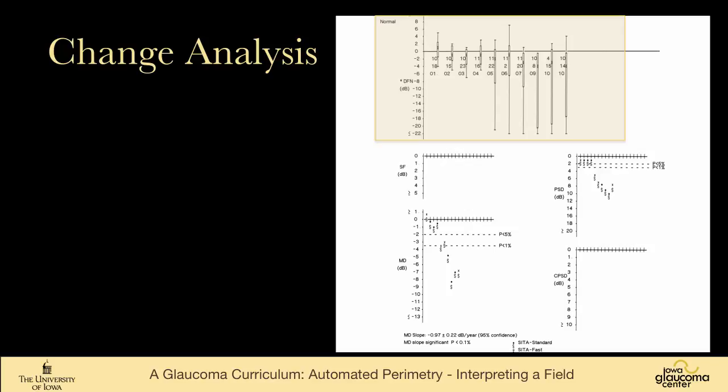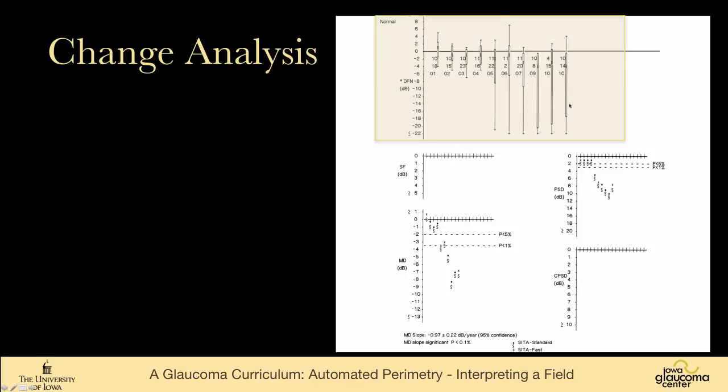You can also look at change analysis. There are 3 parts to the change analysis program. There are 2 parts here, short-term fluctuation and corrected pattern standard deviation, that exist in full threshold perimeters, which very few people use anymore, so we're not going to talk about those. Anytime you have a SITA field, which is marked by the S here, those 2 parameters don't exist.